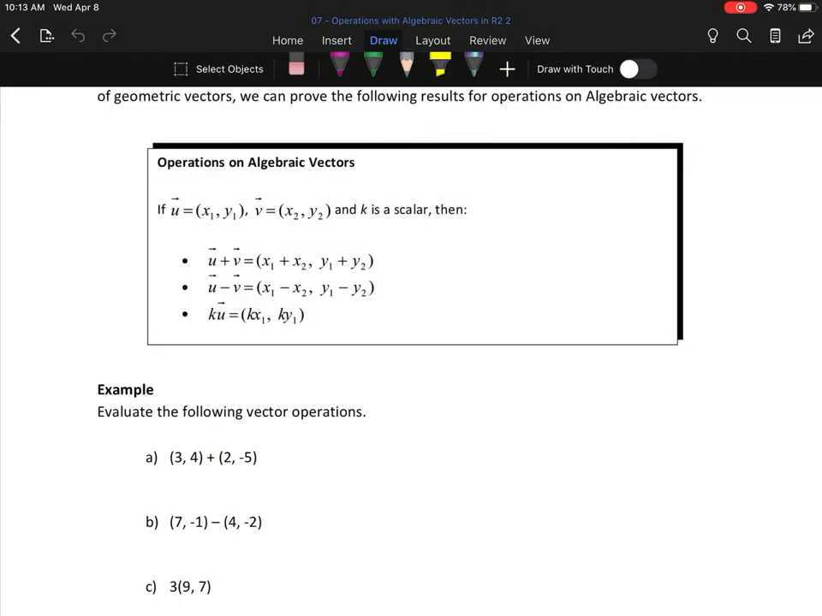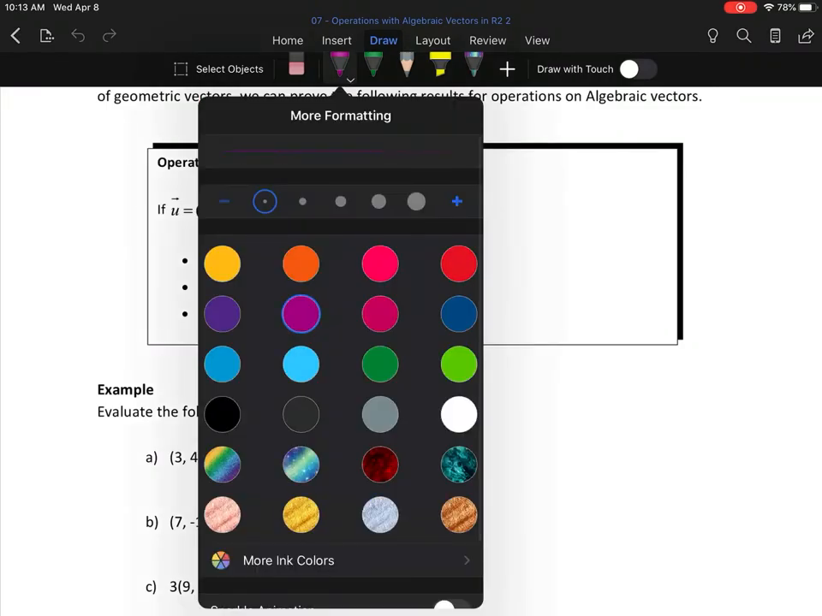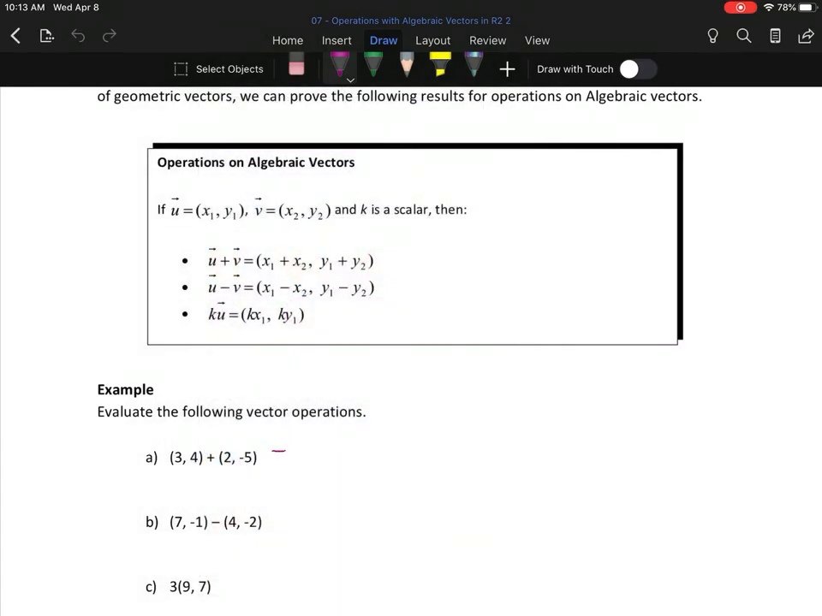So for instance, evaluate the following vector operations. If we want to add a vector 3, 4 with a vector 2, negative 5, we literally just add the x's, 3 plus 2, and add the y's, 4 plus negative 5. Certainly you don't need to show that step, but I do here just so you get the idea.